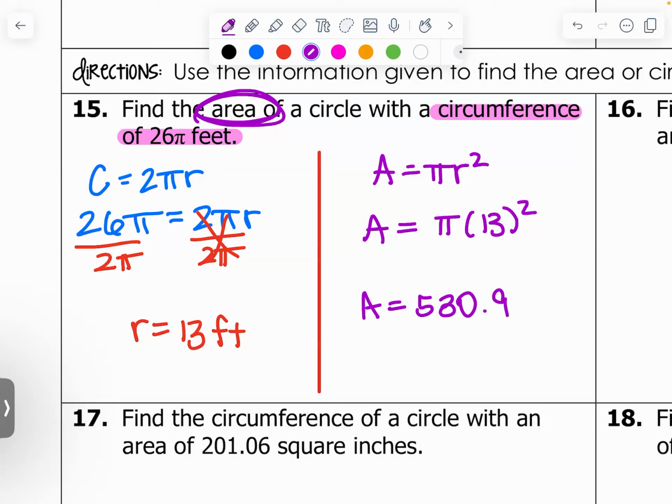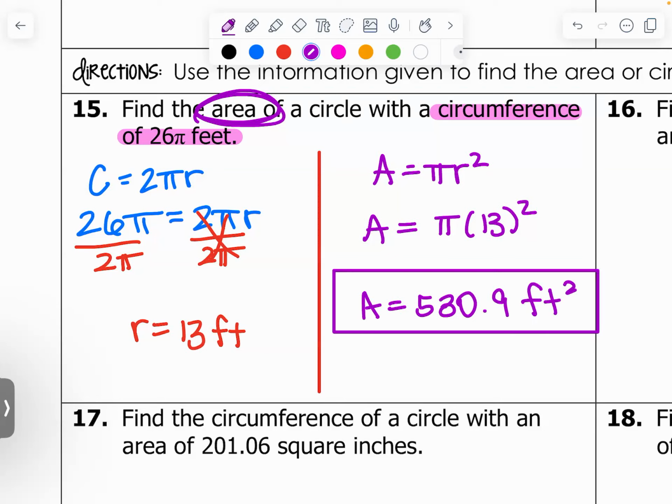Okay, think carefully. What is our label for 530.9? We're finding area. Area is gonna have a label of square feet. Or square units. Since we have feet for circumference, area is gonna be square feet. If we don't have the square, you will get partial credit. Your label is important, just like the answer is.